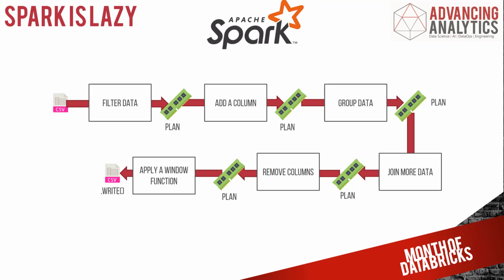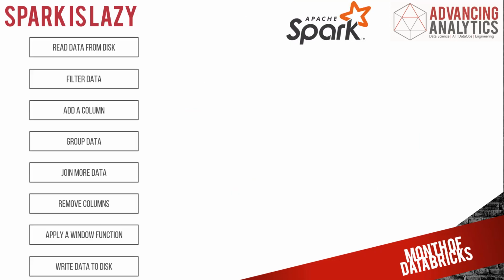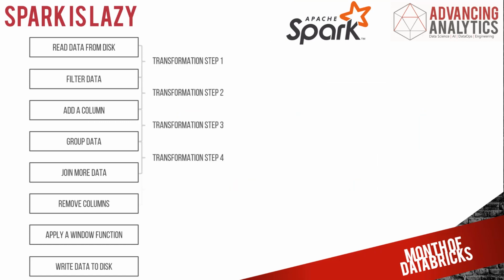Each one of these steps is a transformation, and it's that last bit that's the action that's actually going to do anything. So if we have a look here again, this is all of the things we're going to look to do. That first part, reading it from the disk, is pretty much a transformation. We're not actually reading anything from the disk at that point. Then we filter it, we add a column, we group it, we join it, we remove some more columns, we do a window function. Each one of these is just a transformation that's being built up.